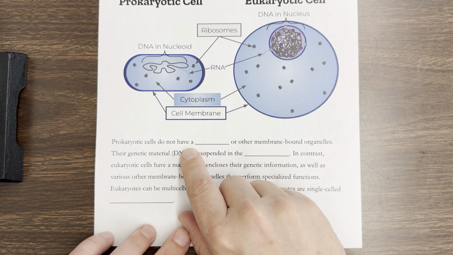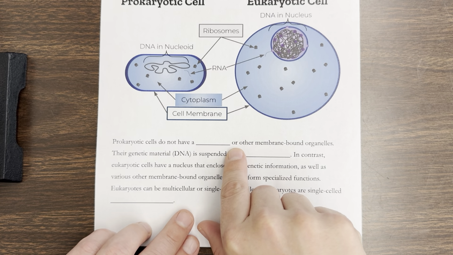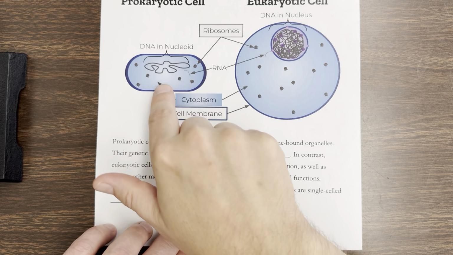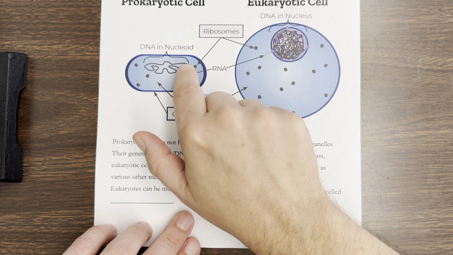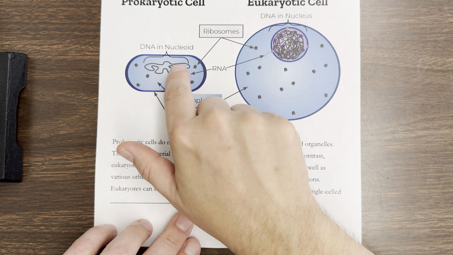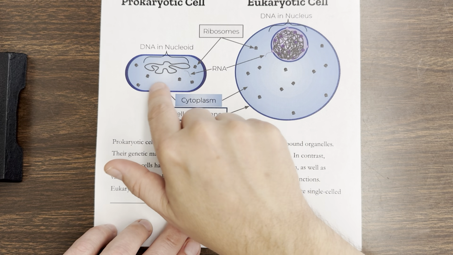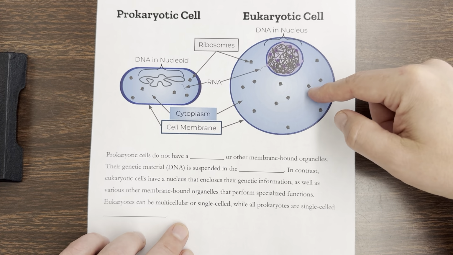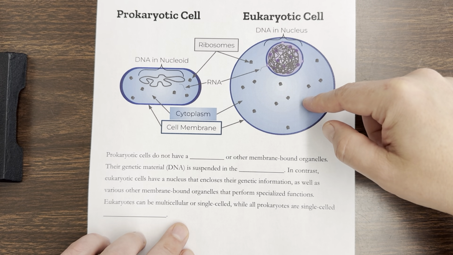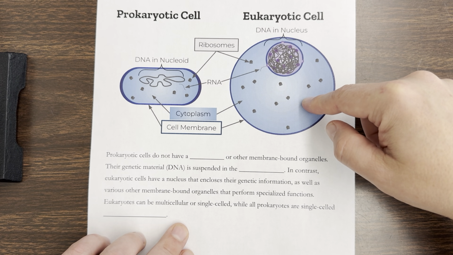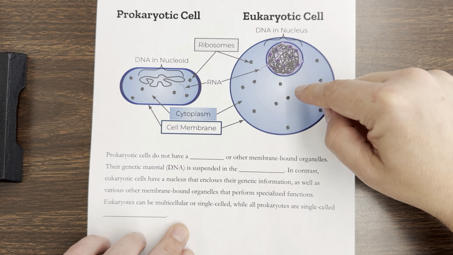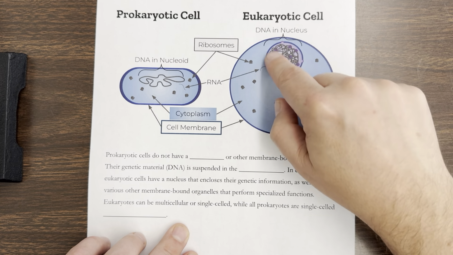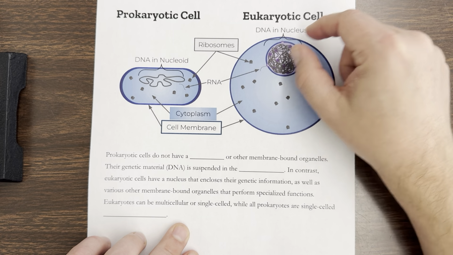Prokaryotic cells do not have a nucleus or other membrane-bound organelles. Prokaryotes are your basic cells, like bacteria. The DNA is floating inside the cytoplasm throughout. In eukaryotic cells, which are everything else we think of, insects, people, dogs, fish, whatever, the nucleus holds the DNA.